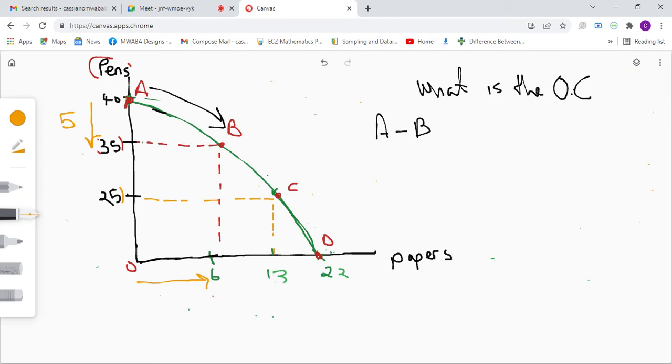Remember, the PPF curve shows the different combinations of goods that a firm or a country can produce. So from point A to B, the opportunity cost is 5 pens. We'll say 40 minus 35, and that gives us 5 pens, as we are focusing on what we give up.